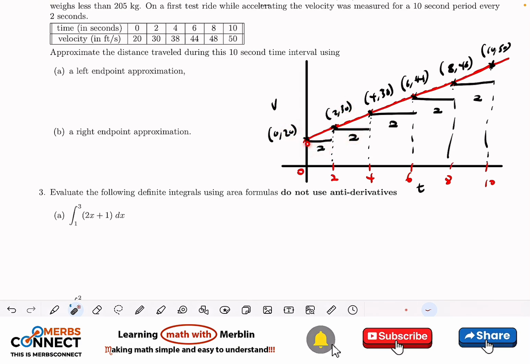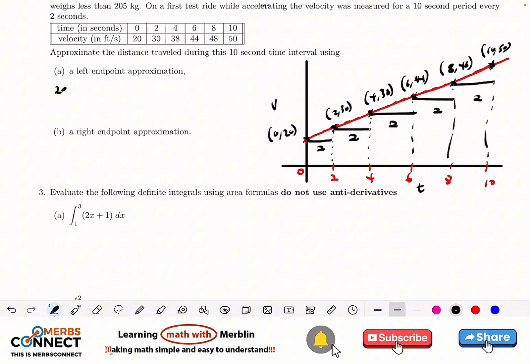So we are looking at the distance in here. The distance here will be 2 times this, 2 times this, 2 times this, 2 times this, and 2 times this. That's what you are going to get for the left-ended approximation. So what are we going to get?